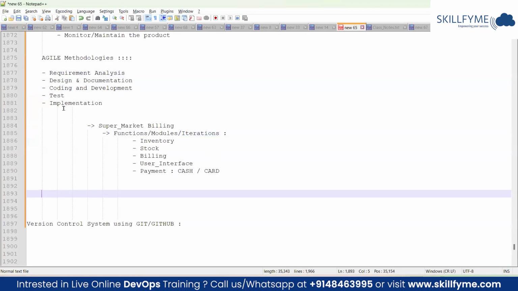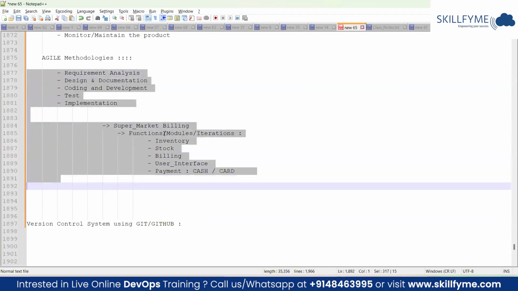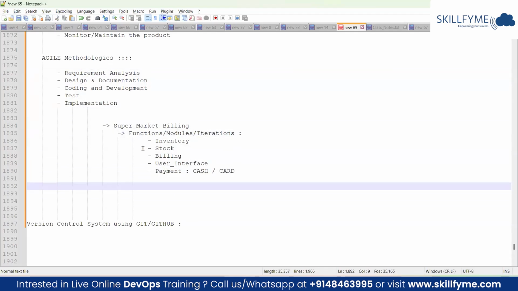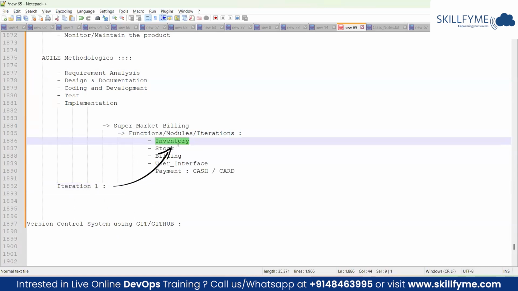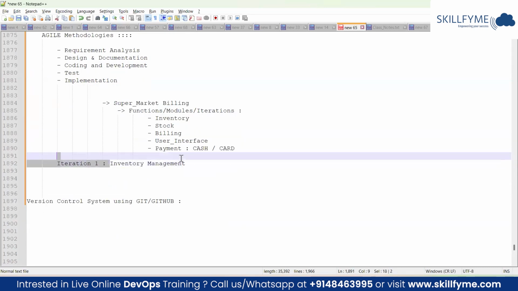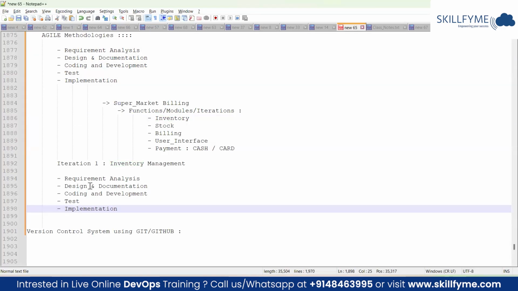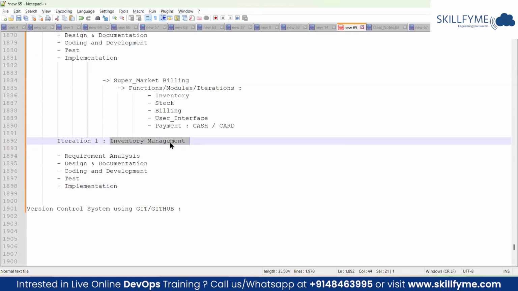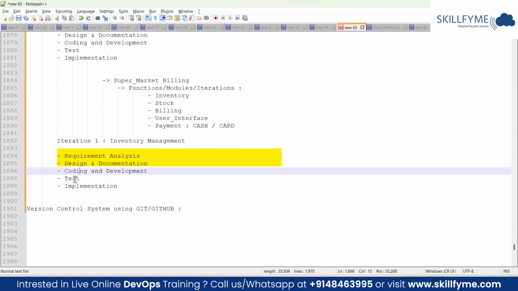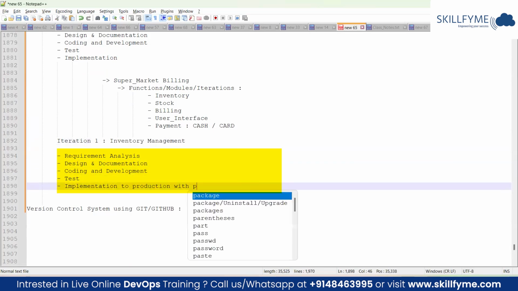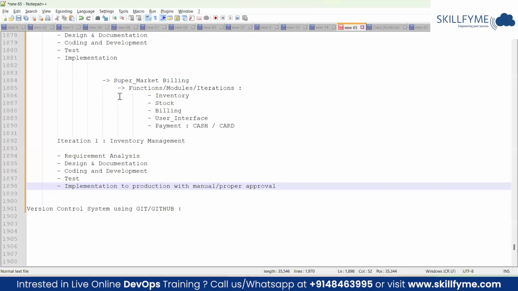Now, using Agile methodology, if you want to perform this task, listen carefully. I'll create one iteration, which we call iteration 1, and it is meant for my inventory management. This inventory management function or module will be analyzed in detail, then designed, coded, tested, and implemented to production with proper, manual approval. That is your iteration 1.